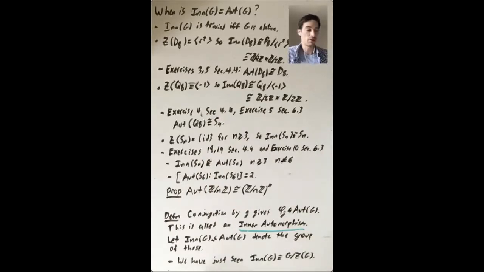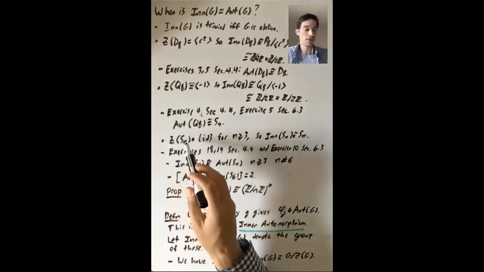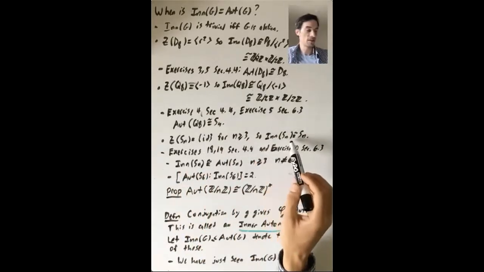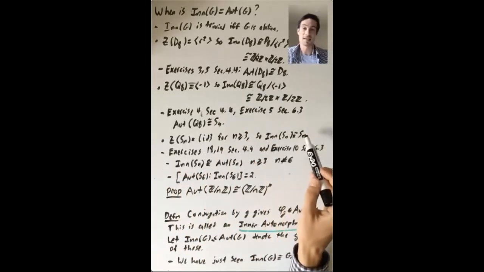So what about symmetric groups? The center of Sn is trivial whenever n is at least 3. So the group of inner automorphisms of Sn is isomorphic to Sn for n at least 3.